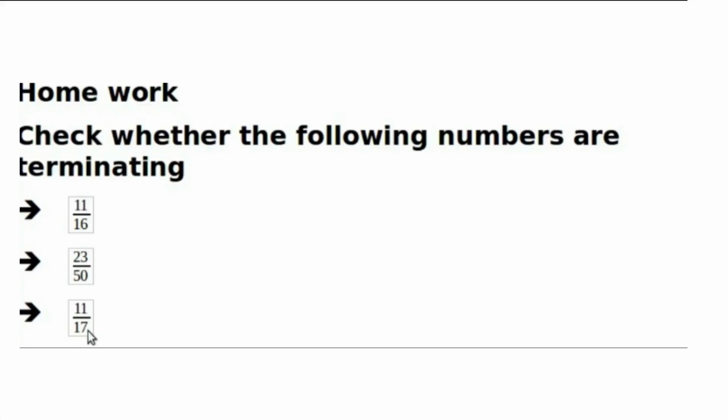Here are a few homework questions for you. Check whether the following numbers are terminating. The first one 11 by 16, the second one 23 by 50 and the third one 11 by 17. For that we need to find the prime factors of the denominator. If the denominator is a multiple of 2, 5, or only a product of 2 and 5, then the given fraction is terminating.